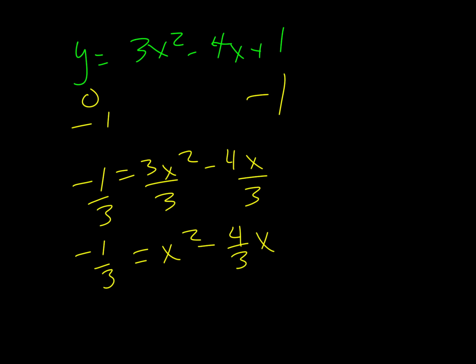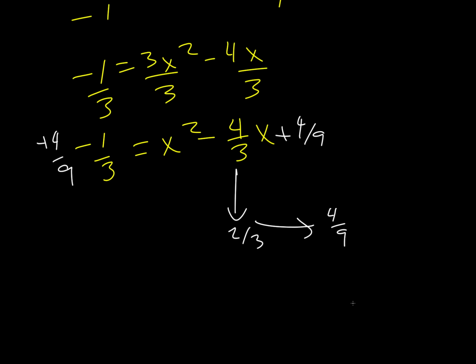Then we do the L step, which is divide by 2. So that's going to be 2/3. Then we square the top, square the bottom. So 4/9. That's what we add to both sides. Okay. So to add this, we'll do 3 and 3 on top. So we're doing 4/9 minus 3/9. So that's going to be 1/9.